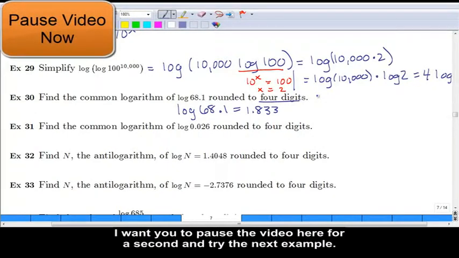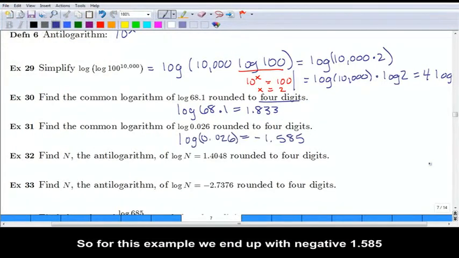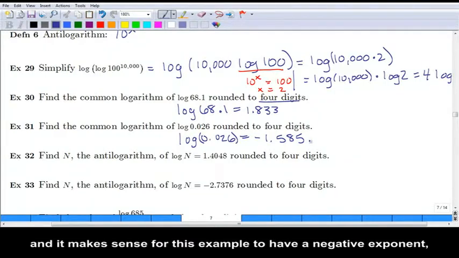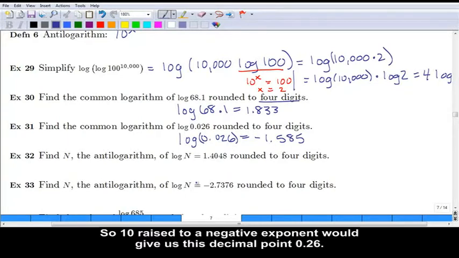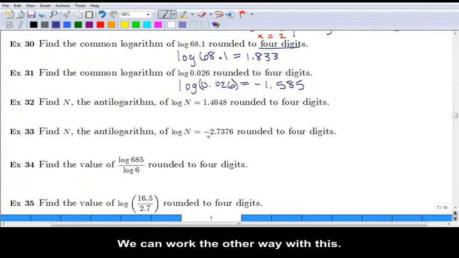I want you to pause the video here for a second and try the next example. So for this example we end up with negative 1.585, and it makes sense for this example to have a negative exponent because we ended up with a small decimal here. So 10 raised to a negative exponent would give us this decimal 0.026.